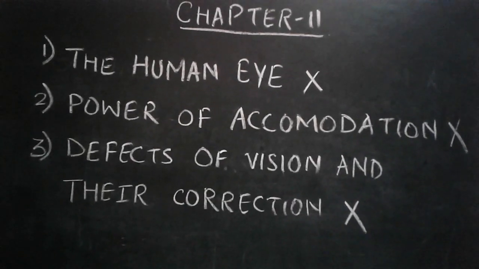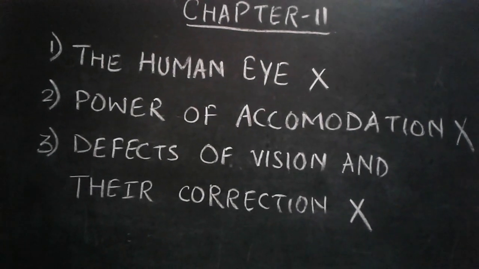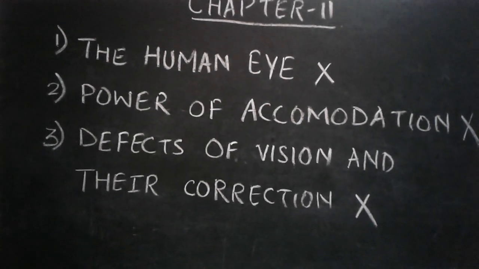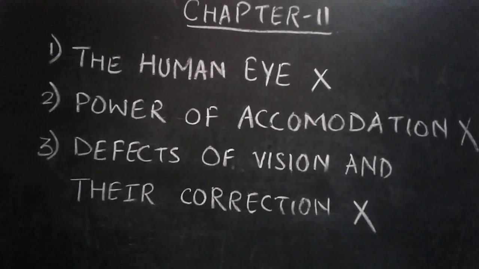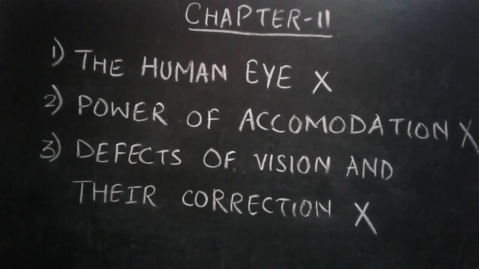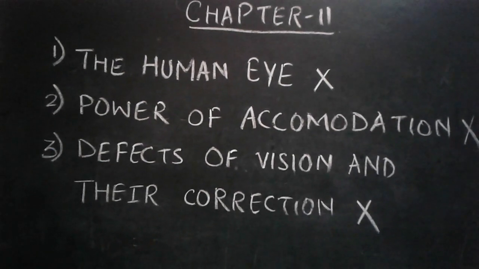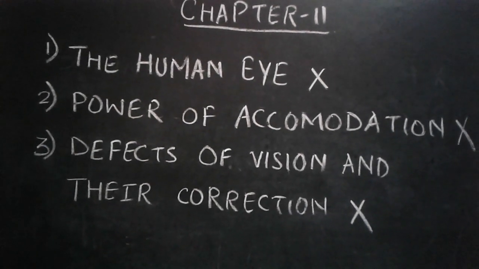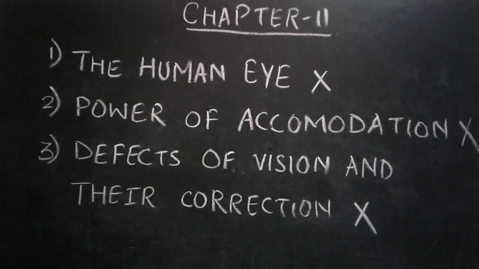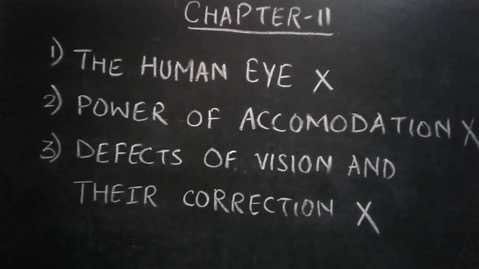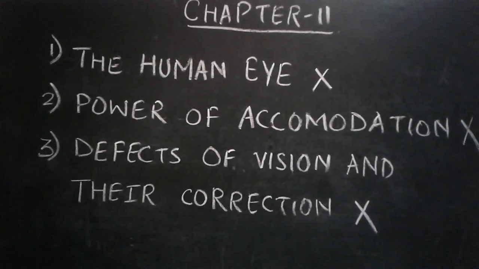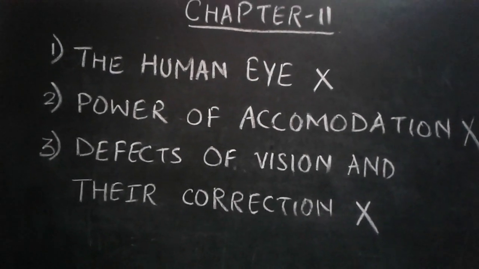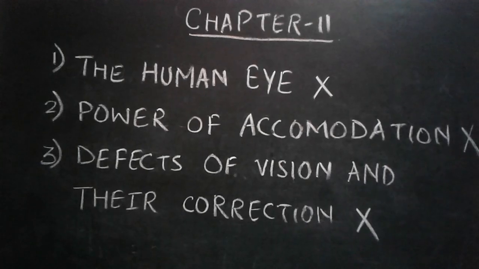According to the NCERT book, the first topic, the human eye, is cancelled. Power of accommodation is also deleted. Defects of vision and their correction is deleted from the syllabus. The revised syllabus will begin from the refraction through a glass prism. And today we are going to start from that particular topic. Let us begin the class then.